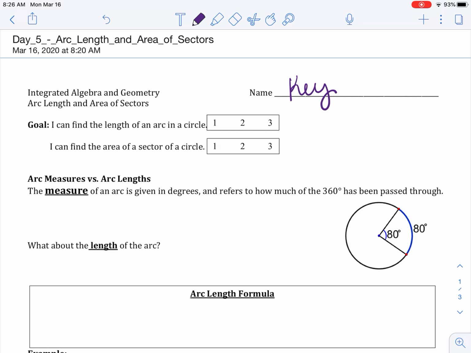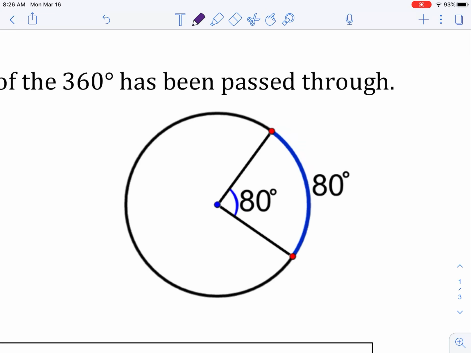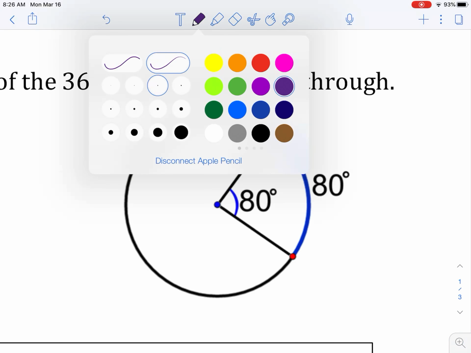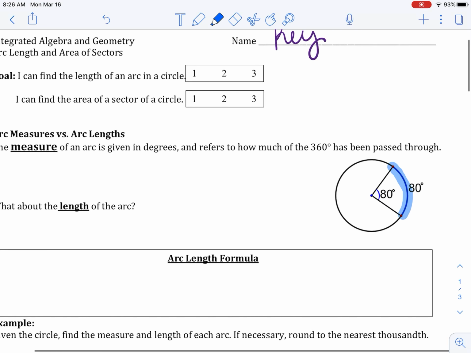So let's first explore the difference between arc measure, which we already know how to do, and arc length. The measure of an arc is given in degrees, and sometimes in radians, but not in this class, and refers to how much of the 360 degrees has been passed through. For example, this blue arc right here is 80 degrees. It's created by the central angle, it's 80 degrees, and it's 80 degrees of the 360 degrees there are total.